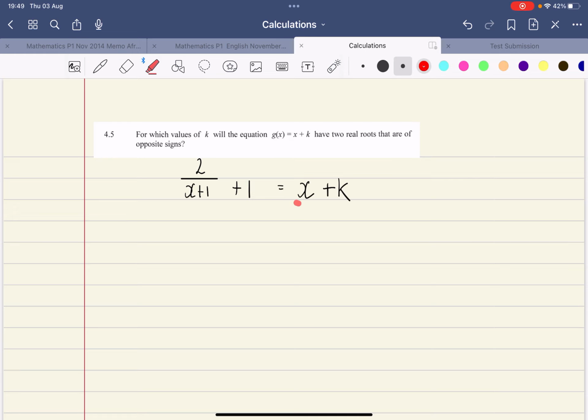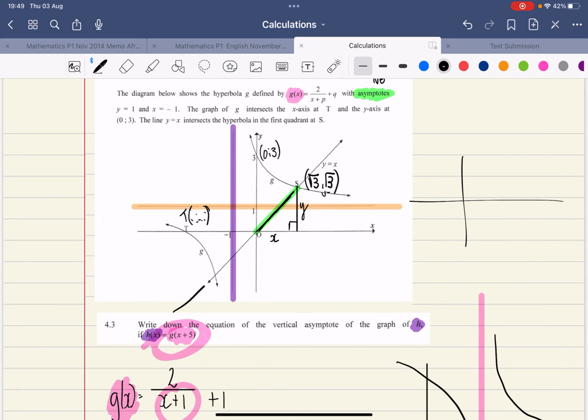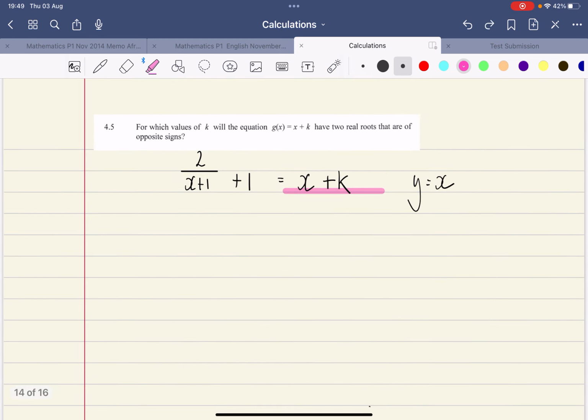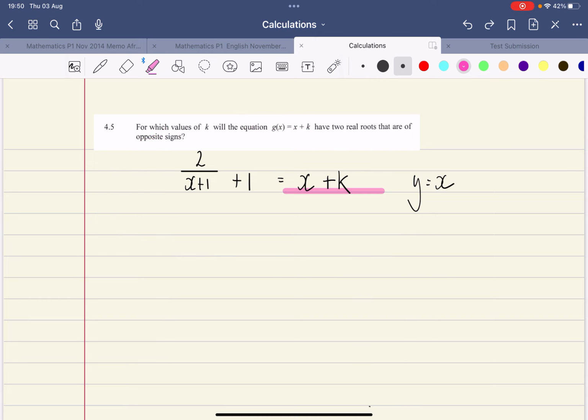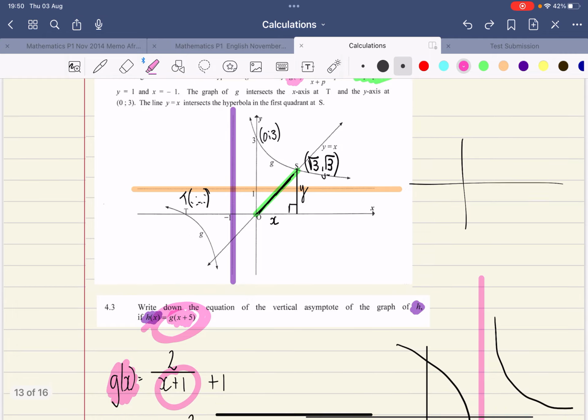And hopefully you recognize that this is an equation for a straight line. And that makes sense because we've actually been dealing with a straight line the entire problem. So what this question is asking is, where will these two equations be equal to one another, but have opposite signs for two roots? So where will these two equations have two intersections of opposite roots? So let's investigate in our graph.